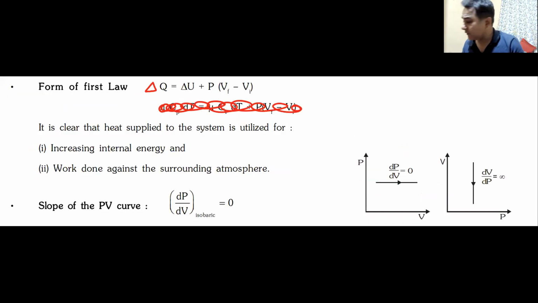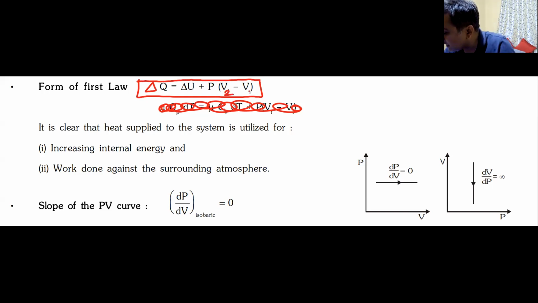Now, we come to the first law of thermodynamics. And how do I write the first law of thermodynamics? This is the way I write it: delta Q is equal to delta U plus P into V2 minus V1. Do we understand this? Why are you jumping? Do we understand this?